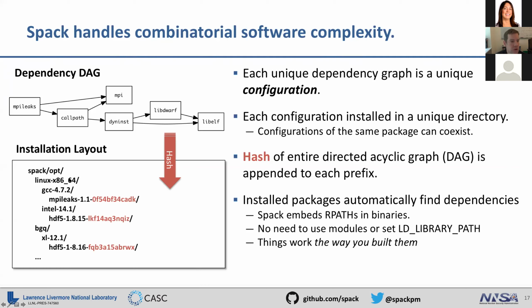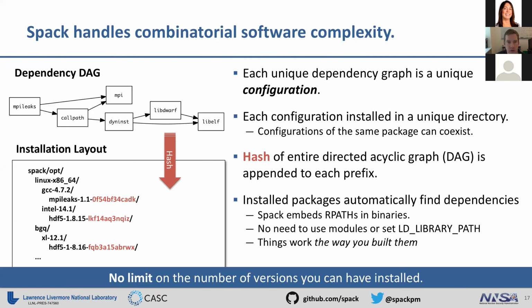Like I said, when we install something in these directories, if we install MPI-Leaks, it'll have RPaths in the binary out to this CallPath library. CallPath will have RPaths out to Dyninst and so on, so that these things know where to find their dependencies in this large directory. So there's no need for users to necessarily use modules or set LD_LIBRARY_PATH, but they can use modules to get it in their environment, and that's how they usually do it on HPC systems.